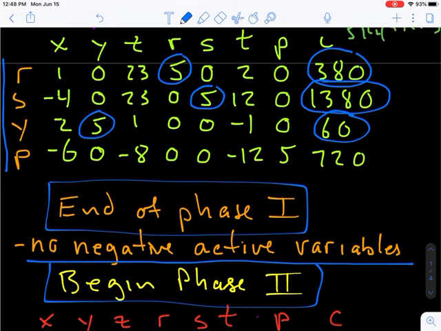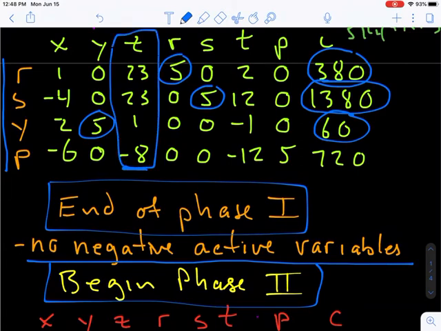Now, in some of the problems, you're going to have to do phase 1 two, maybe even three times before you get rid of all of the negative active variables. All right, so what is phase 2? Phase 2 is the very first method that we learned for solving standard maximization problems. We go to the bottom row and we look for the most negative number. And so in our table, the most negative number is negative 8. So T is our pivot column.